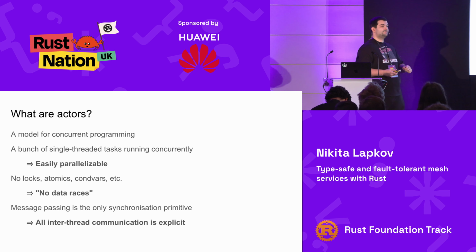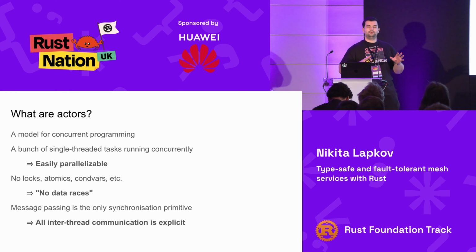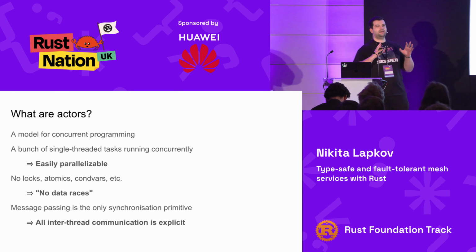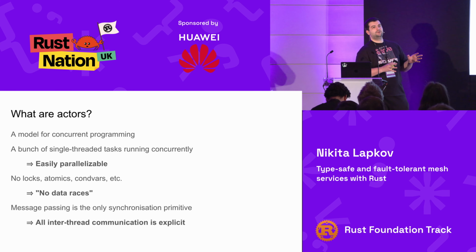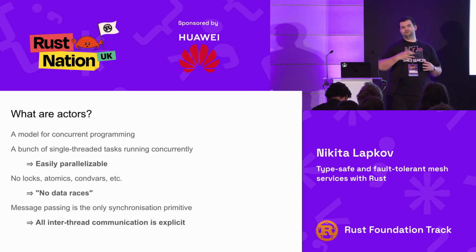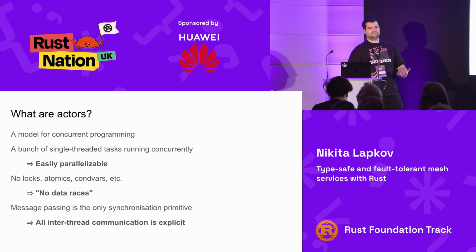The fact that everything is done through message passing makes all the inter-thread communication explicit. If you have a shared state somewhere, for example, a struct hidden behind a mutex with an integer field, and your thread locks the mutex and modifies the integer field, it's not really clear what is the intention behind it. How does it affect the other parts of the system?